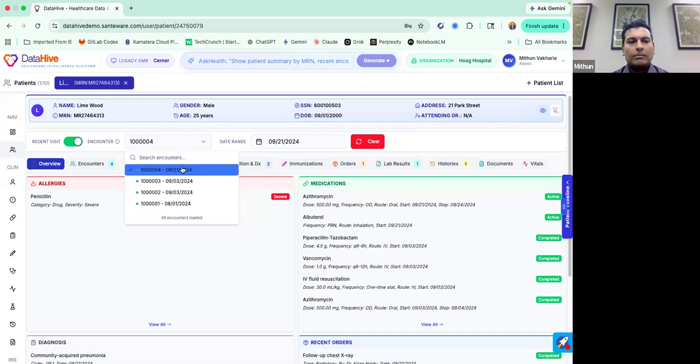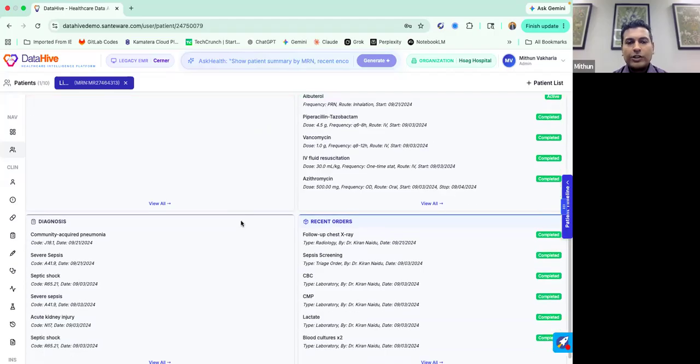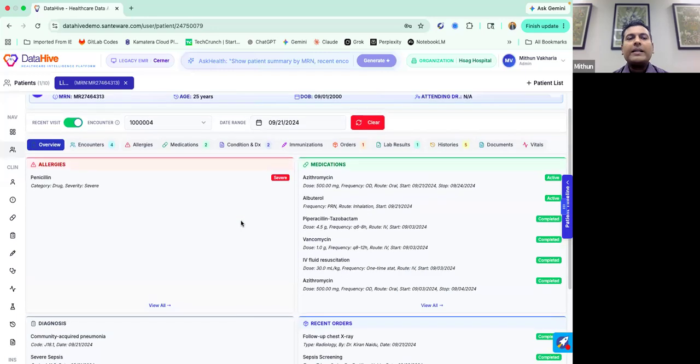The most important parts of any patient record are allergies and medication, because this is what the doctors always look for. So it's always available in the overview section right at the beginning, and it also shows you the severity as well as the active or discontinued medications. It also shows you the diagnosis and recent orders placed for this patient. It might show you only the first 5 records, but if you click on view all, you can see all of it. The idea is that all this data for this Limewood patient has come from multiple sources, from the legacy system as well as the active system. What we did here is bring all that data together, clean the EMPI, and tie all this data together.